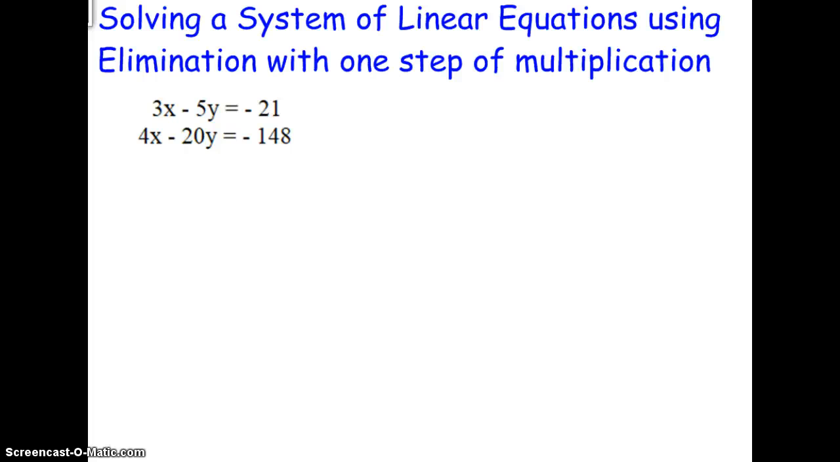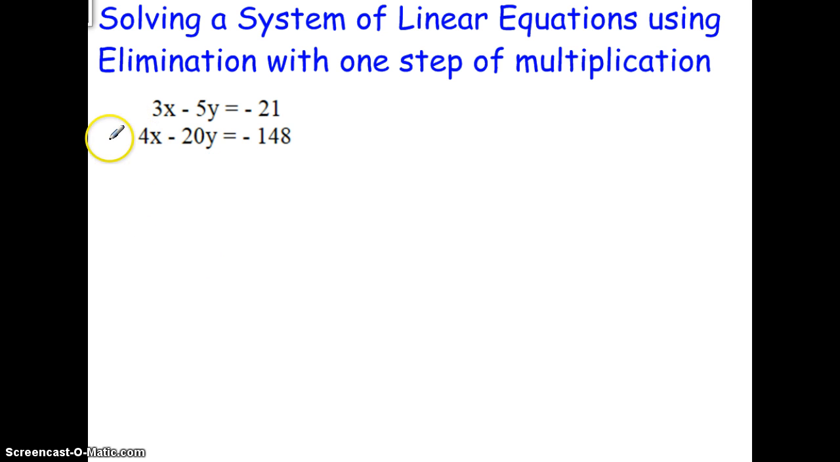So this video is about how to solve a system of linear equations if you don't have it set up nicely where you can eliminate one variable immediately. The first thing you'll have to do is see if you can multiply the equations and find a common coefficient that will make your letters disappear.